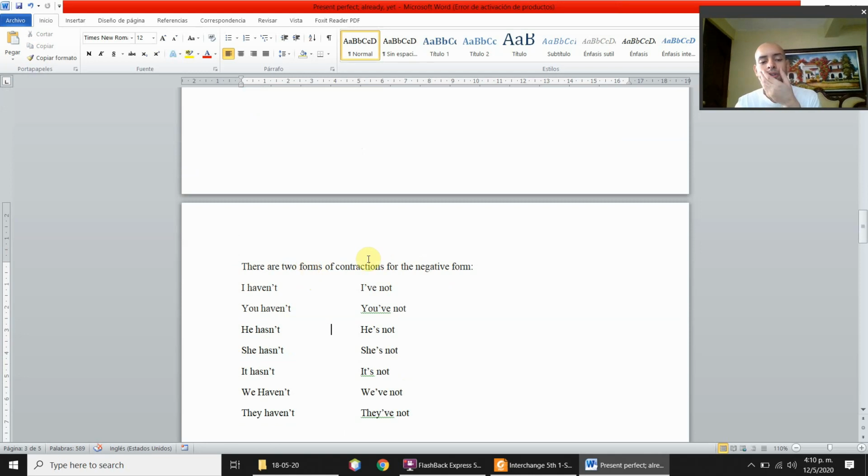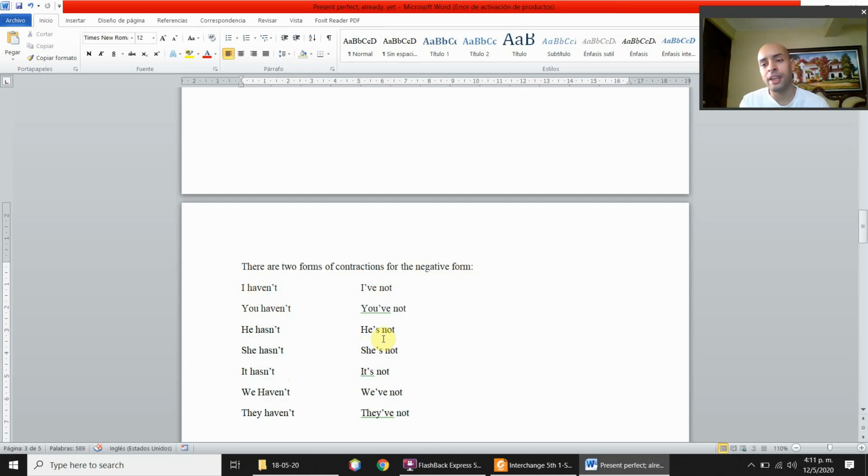So there are two forms of contraction for the negative form. You can say I haven't or I've not. You haven't, you've not, he hasn't, he's not, she hasn't, she's not, it hasn't, it's not, we haven't, we've not, and they haven't, and they've not.